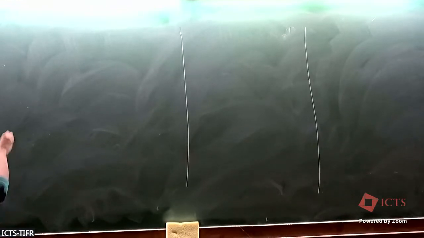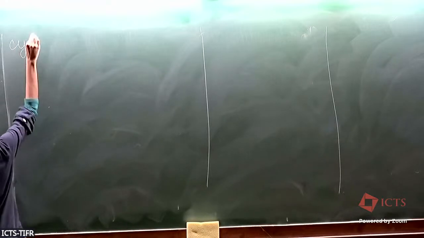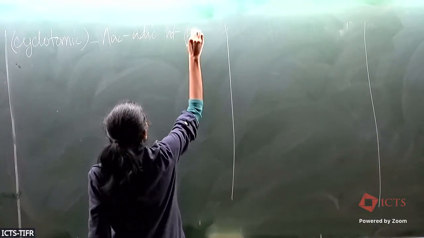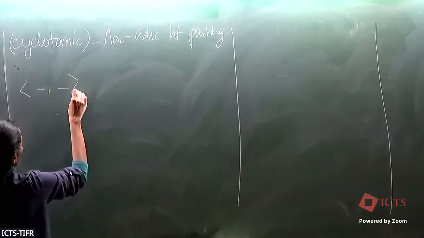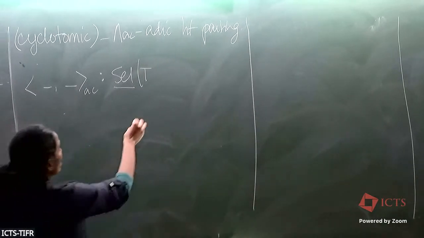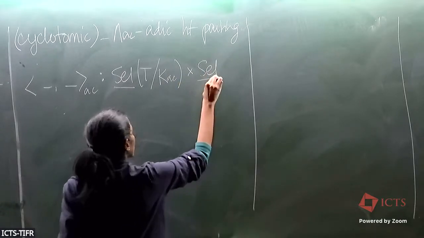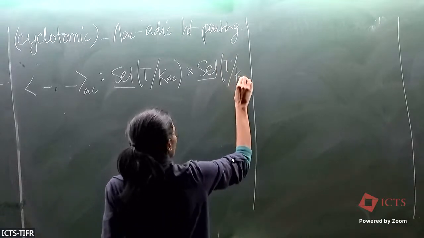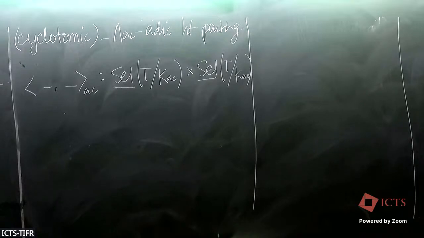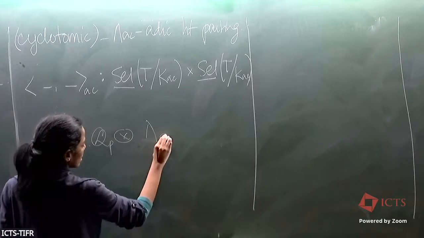Now, what is the cyclotomic lambda anticyclotomic height pairing? You have a height pairing that goes from the compact Selmer group, where T is the Tate module, over the anticyclotomic tower. Again, that's the Tate module over the anticyclotomic. And you can make sure that its image lies in Q_p tensored with Lambda anticyclotomic.